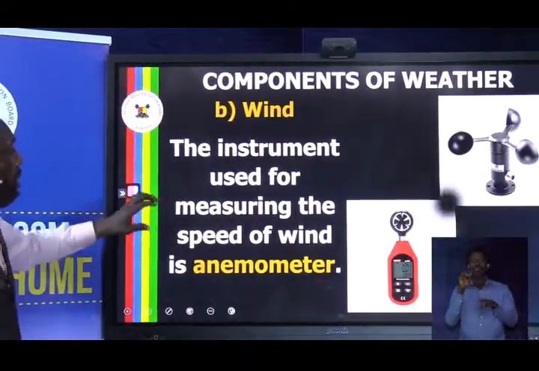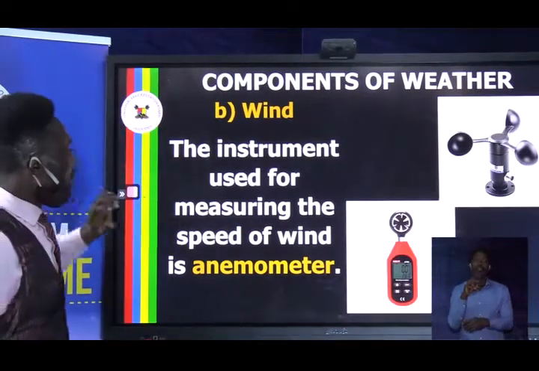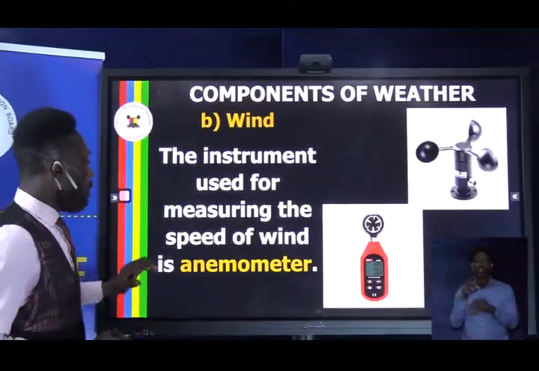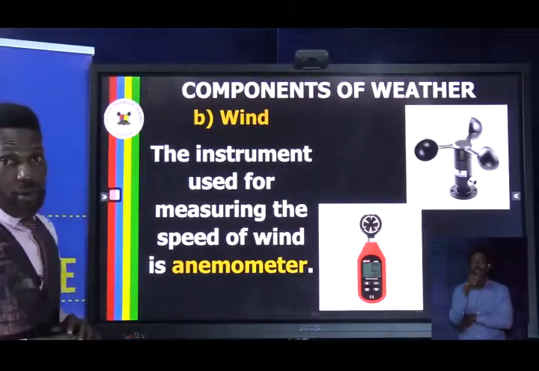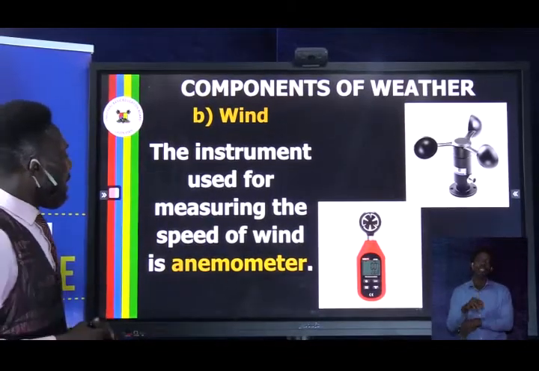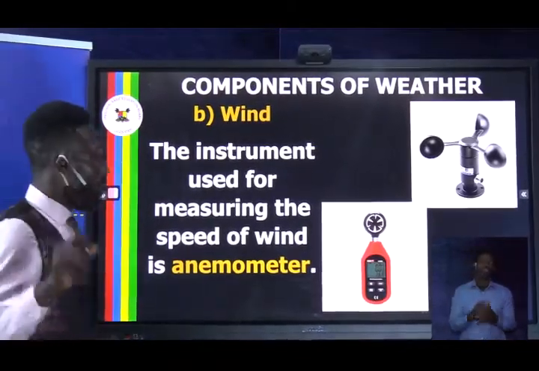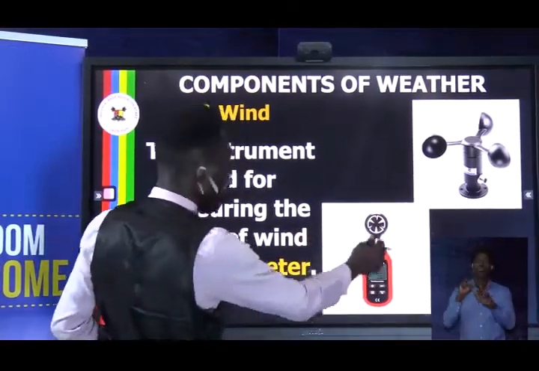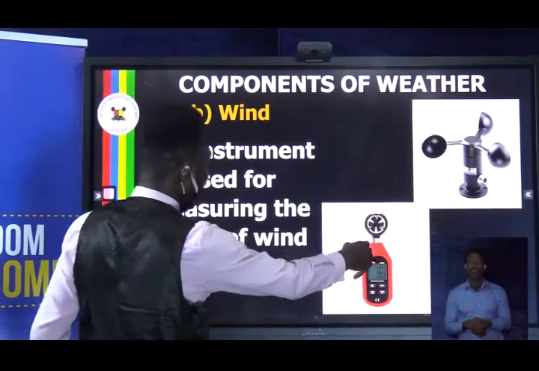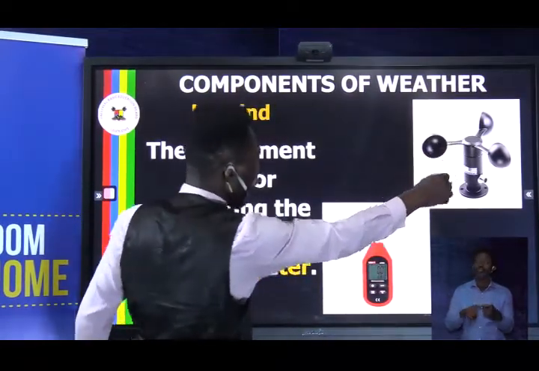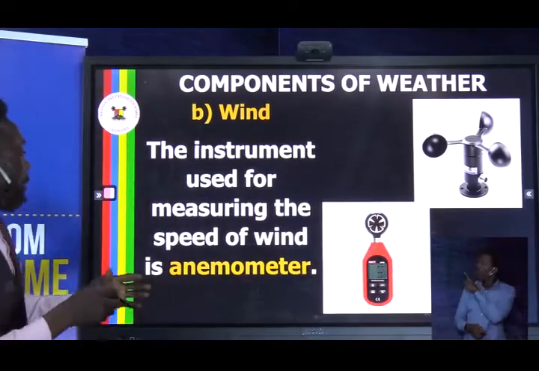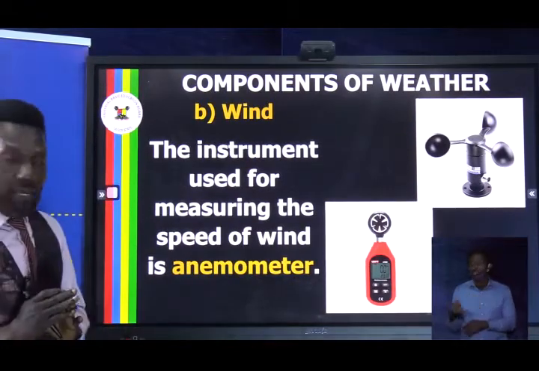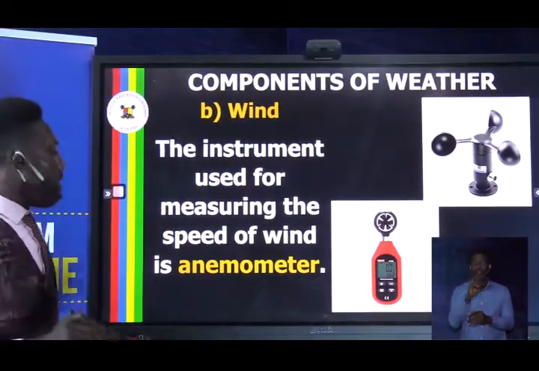Here we want to look at the speed of wind. What instrument do we use for measuring the speed of wind? The instrument used for measuring the speed of wind is an anemometer. And this is the diagram here. It measures how the wind is moving with speed, and it tells how it's moving at a very great speed. So the instrument used for measuring the speed of wind is an anemometer.